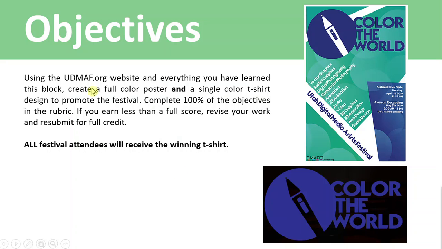And this is a real festival. The date this year is May 5th. All festival attendees will receive the winning t-shirt. Last year, there were more than 500 students that attended the festival at Utah Valley University, and we all got a t-shirt. This was the design from last year, so this top one is their full color poster, and this bottom one is the t-shirt design. And this is how it looks on. So, your design could end up on some t-shirts.